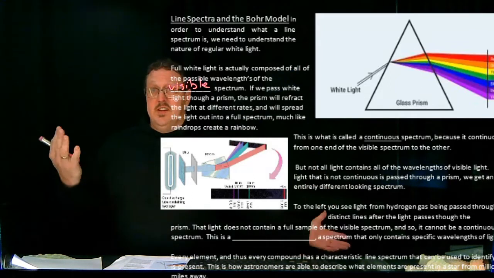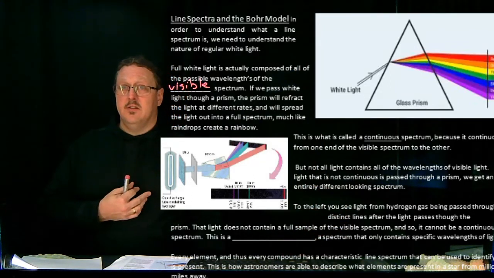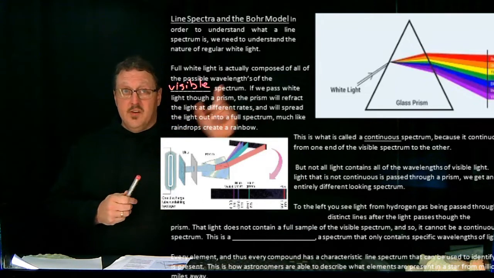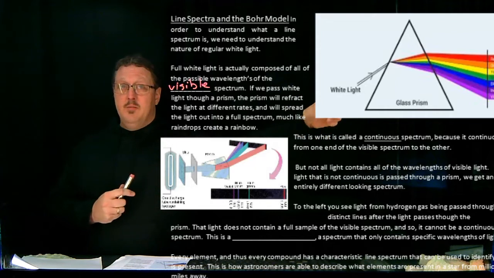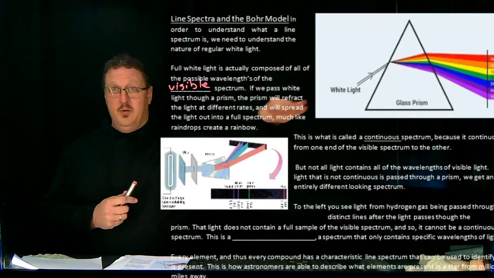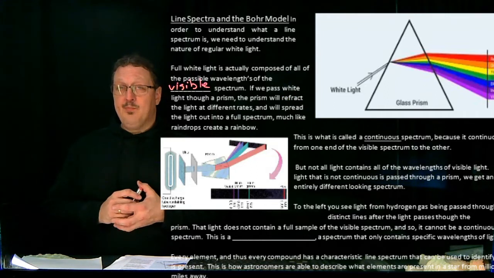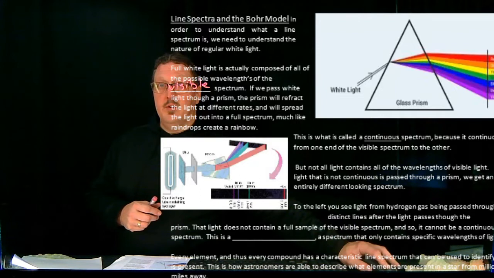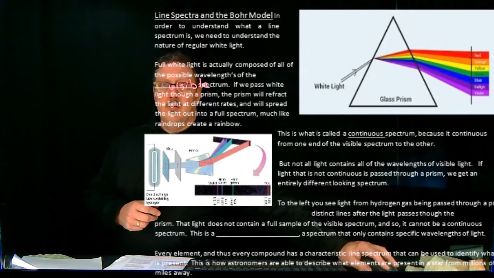Just like raindrops make a rainbow, it's the same process, okay? Now, this is a continuous spectrum because the light is continuous from this one point of the visible spectrum all the way down to the other side of the visible spectrum. And so that's what a continuous spectrum would be referencing.